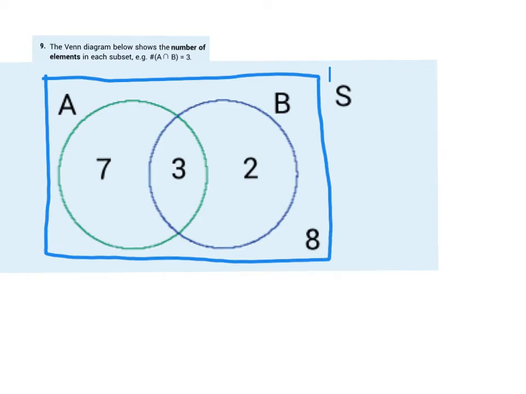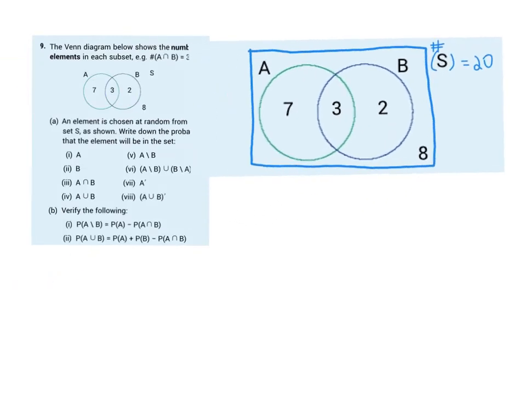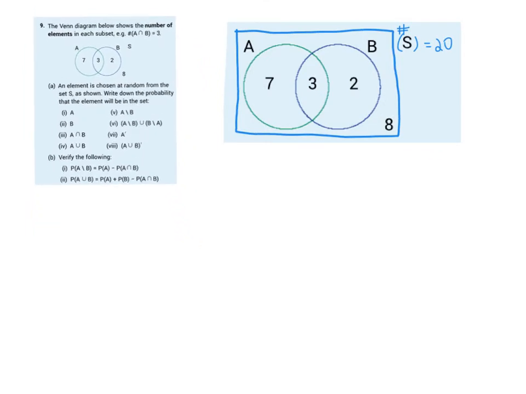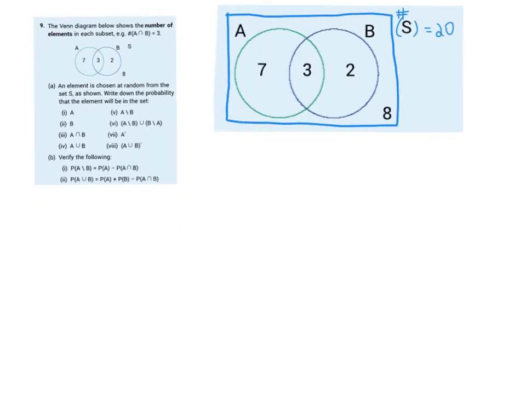So # again is the number of elements in S, the cardinal number of S, and it's 7 and 3 is 10, and 2 is 12, and 8 is equal to 20. So that's the total number of elements in S. Okay, and once we have that, it's straightforward enough from there.